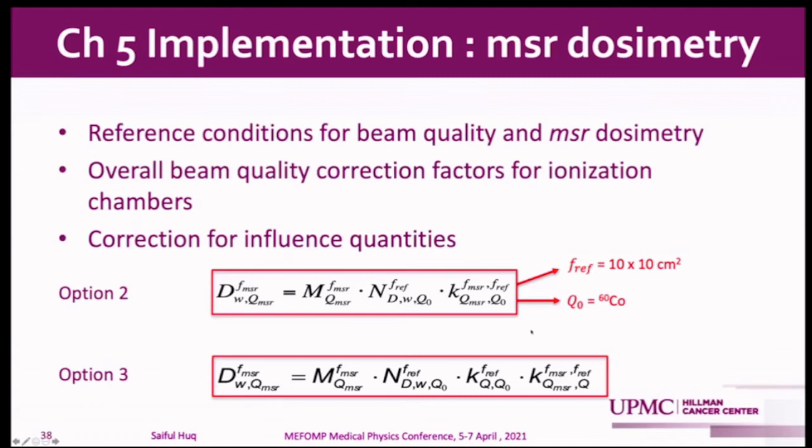So in order to do reference dosimetry, you need to know the values of the beam quality correction factors for different ionization chambers, depending on which option you use. And you need to know the reference conditions for the measurements of reference dosimetry, and you need to know the beam quality so that you can get the values of kQ in these MSR fields.